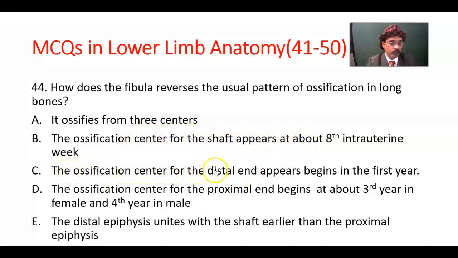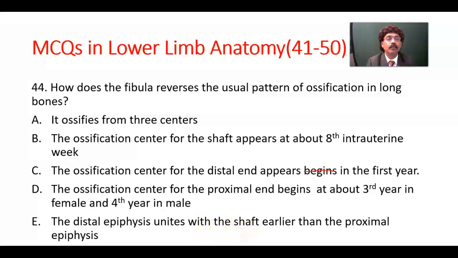The ossification center of the distal end appears in the first year. The ossification center for the proximal end begins at about the 3rd year in females and the 4th year in males. The distal epiphysis unites with the shaft earlier than the proximal epiphysis.